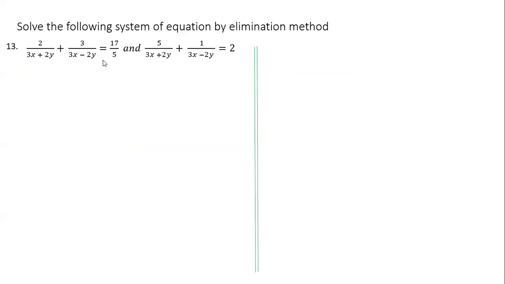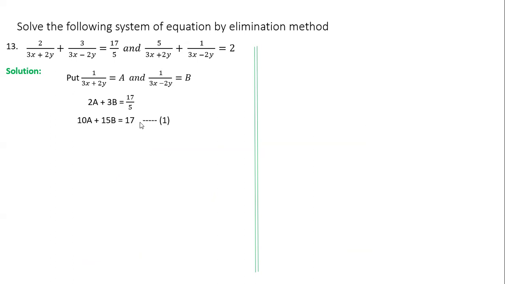It is a little more complicated. Again, we use the same thing. Substitute 1 upon 3x plus 2y as a, and 1 upon 3x minus 2y as b. So it becomes 2a plus 3b is 17 upon 5. Here I am going to take this 5 to this side: 2 fives are 10, 5 threes are 15, is equal to 17. So 10a plus 15b is equal to 17. This becomes your first equation.